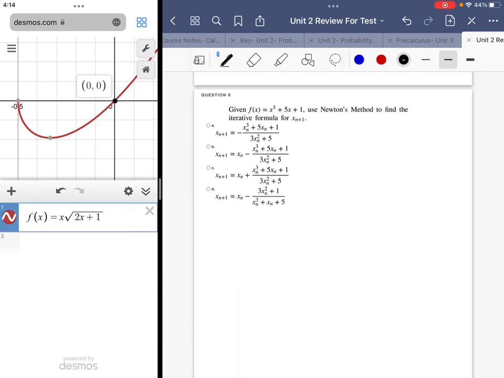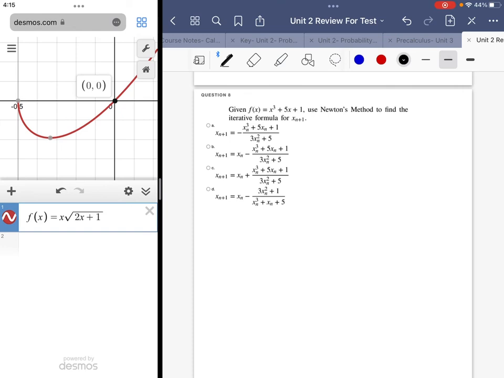Number 8 is a Newton's method question. All right, so for Newton's method, it's a very particular approach related to a formula. And that formula relies on a derivative. So we're going to have to find the derivative of the original function and incorporate that into the solution. All right, so that's what we're going to do here.